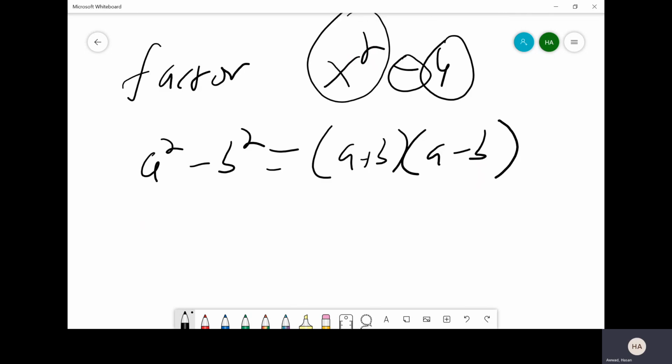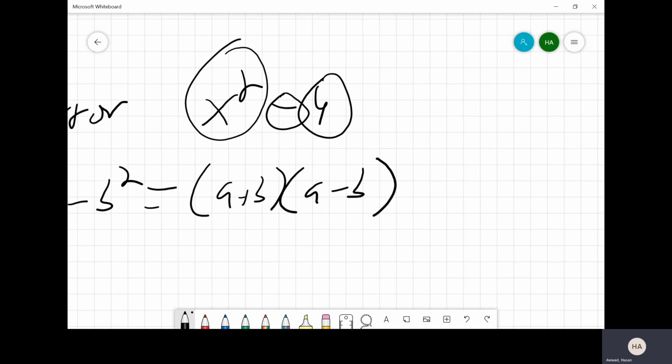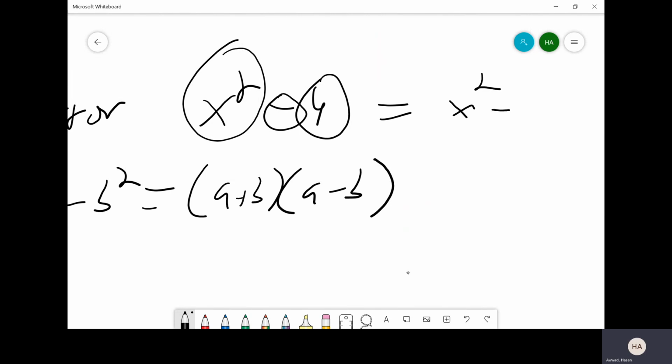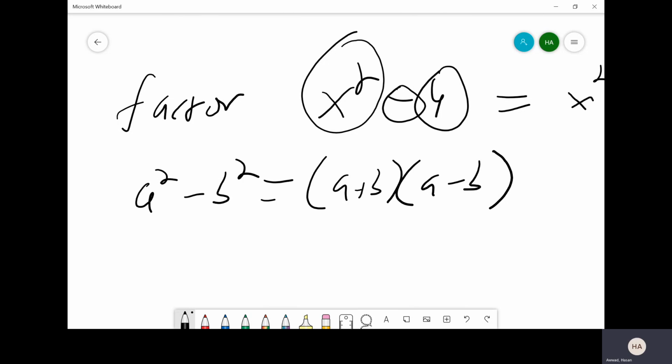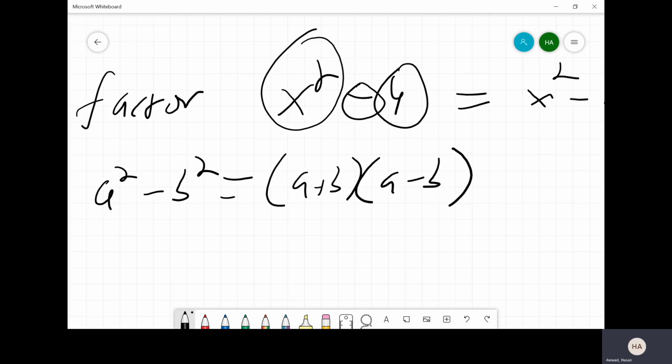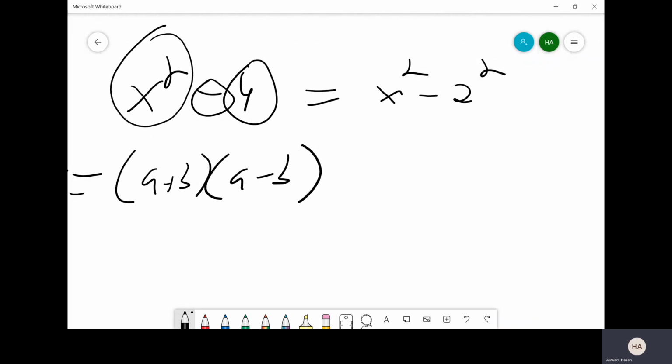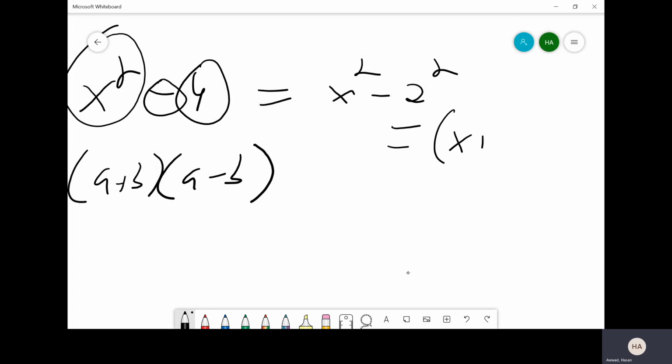So in this case, we know that 4 is really just the same thing as x squared minus 2 squared, right? 2 squared is still the same thing as 4. And now that we have it in this form, x squared minus 2 squared, that's the same thing as a squared minus b squared. So we just have to plug in. We just follow the blueprint, right? So this is really the same thing as x plus 2 times x minus 2. And that's it. We're just using the difference of squares formula to factor this.